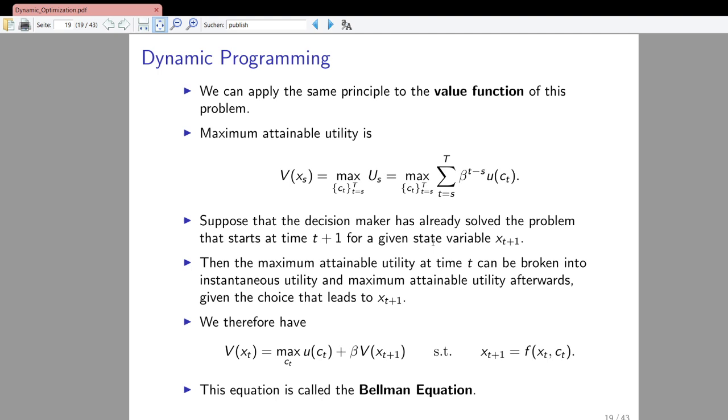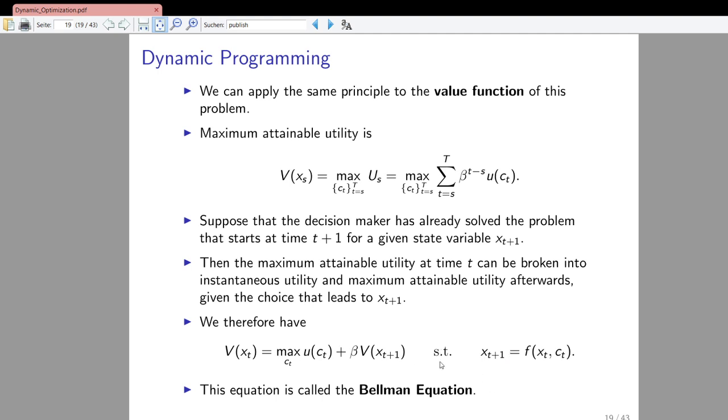Now then the maximum attainable utility at time t can be broken down into instantaneous utility as of today and the maximum attainable utility afterwards, given the optimal choice that leads to the initial value of x_{t+1} with which the decision maker starts in the next period. So in this case, we would be able to break down this value function into the future optimal behavior, so that's discounted future optimal behavior with the value function that starts at time t+1. That's already optimized. And we would have instantaneous utility today, and this is what we still need to maximize such that we get to the optimal path to x_{t+1}, by making the optimal choice today. And we have the flow budget constraint again, the state constraint on x_{t+1}.